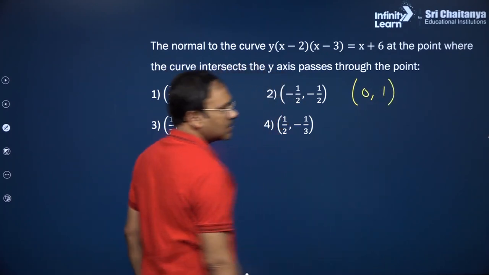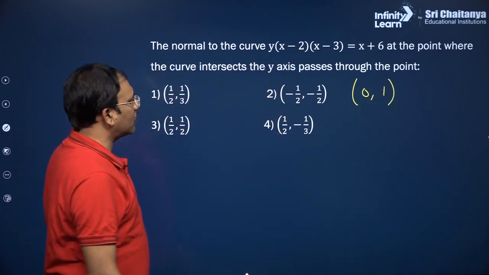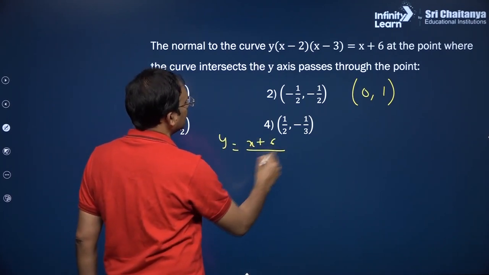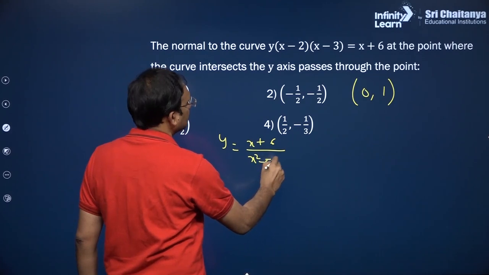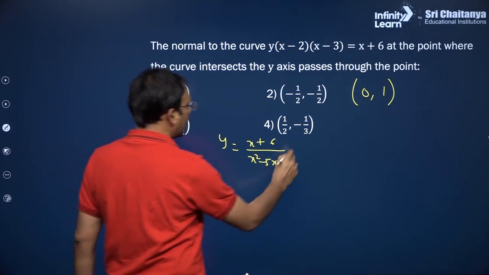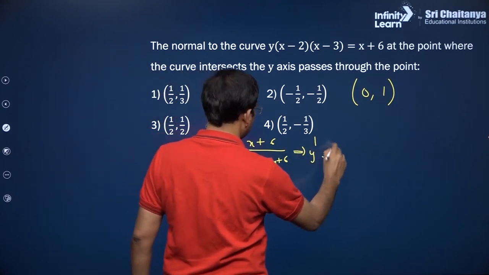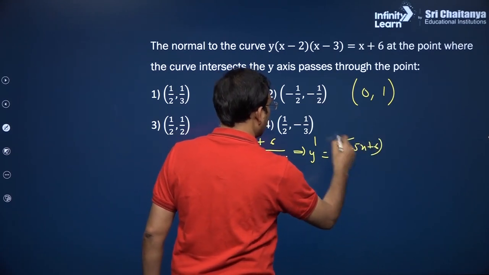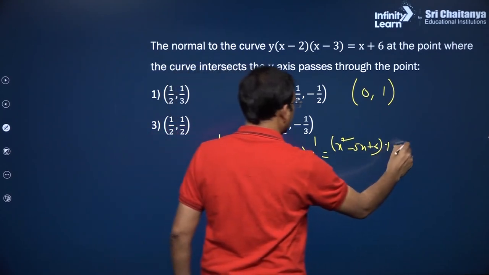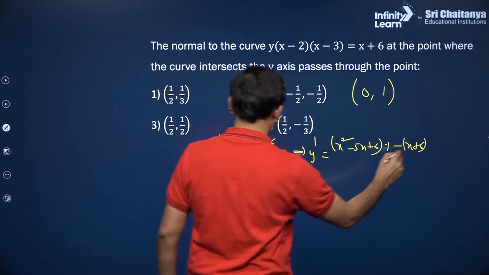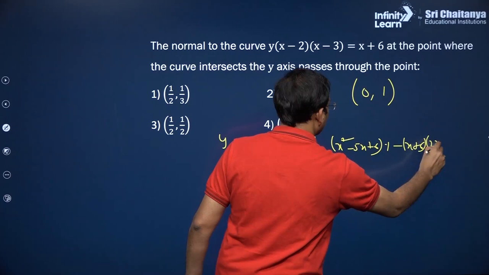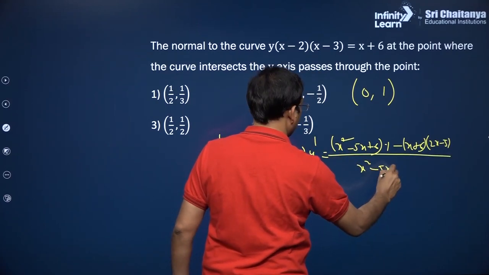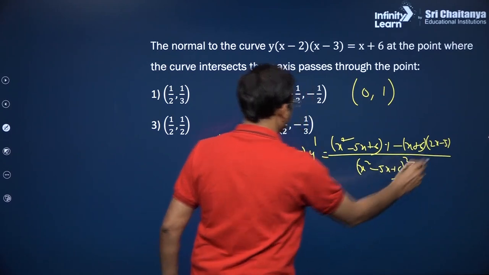Y is equal to 1. This is the point. At this point, you try to find the tangent slope. Y is equal to (x + 6) by (x square minus 5x plus 6). So y dash you try to find: y dash is equal to (v derivative of u minus u derivative of v) by v square, that is (2x minus 5) by (x square minus 5x plus 6) whole square.